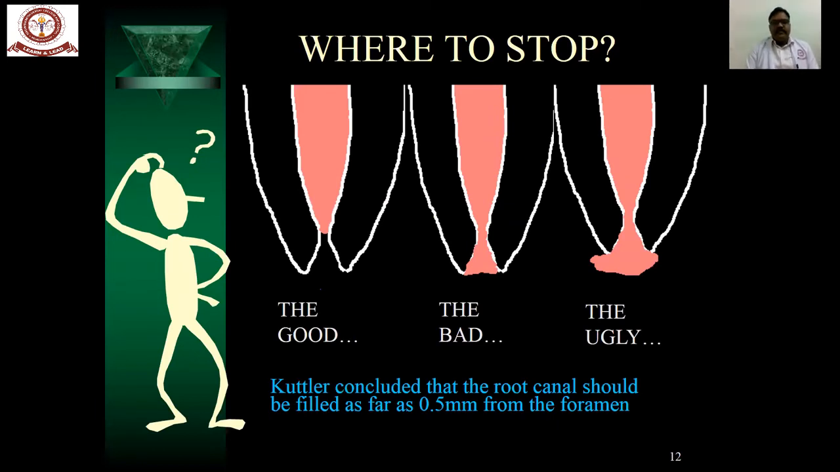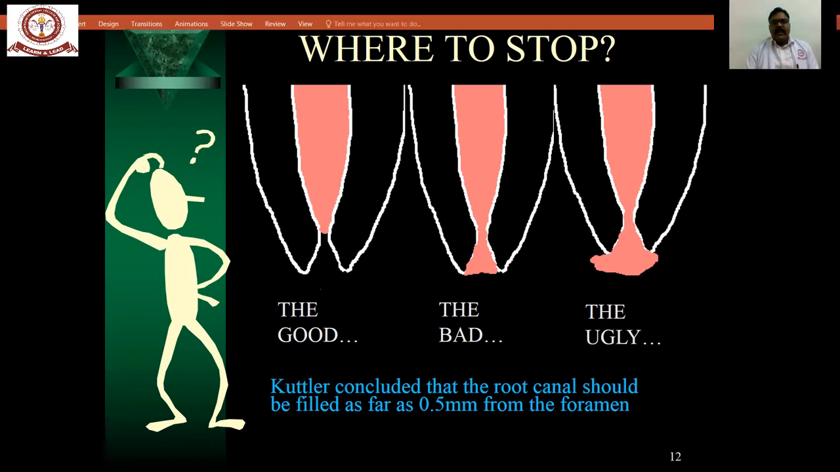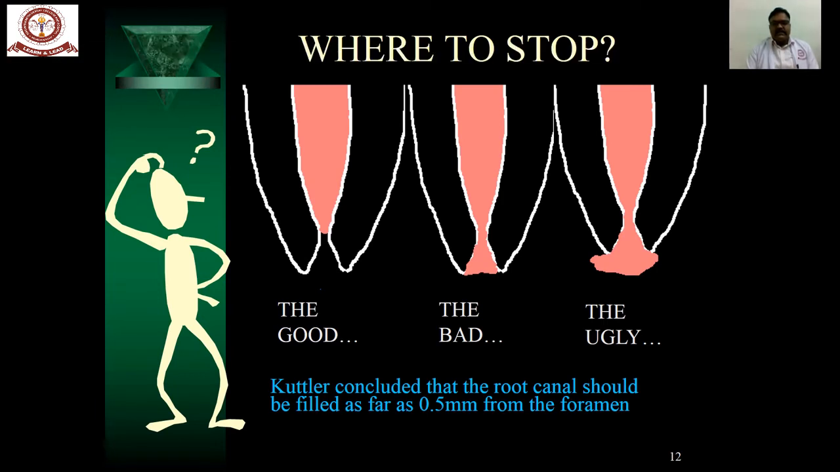So where do you stop your obturation? Butler concluded that the root canal should be filled as far as 0.5 mm from the apical foramen. You should not violate the apical constriction. The apical diameter should be kept as narrow as possible. If it is violated, then there might be a chance of overextension of your obturating material, or the debris might be extruded into the periapical region, which in turn can cause flare-ups.